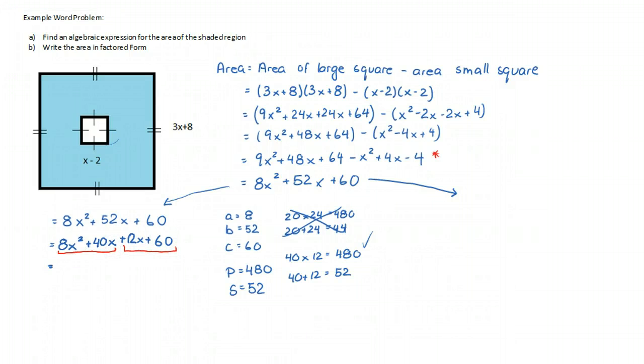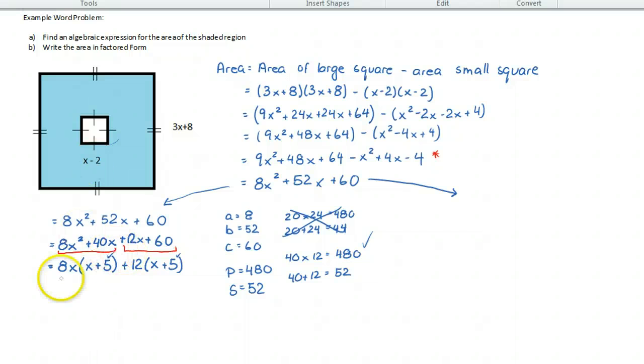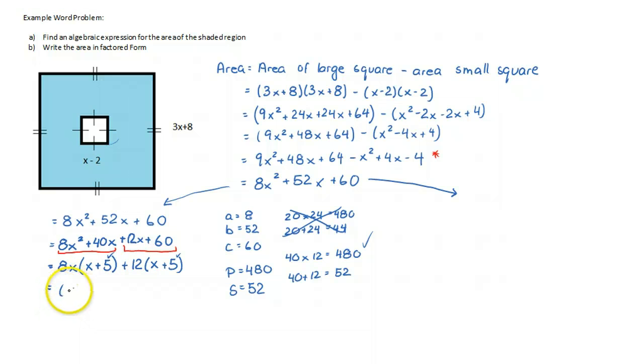And the beauty of this method is, if we've done this right, we can factor out 8x and get x plus 5. When we factor out of the first two terms and the second two terms, we end up with the same binomial there. So then we can factor that binomial right out, and we get x plus 5 times 8x plus 12.